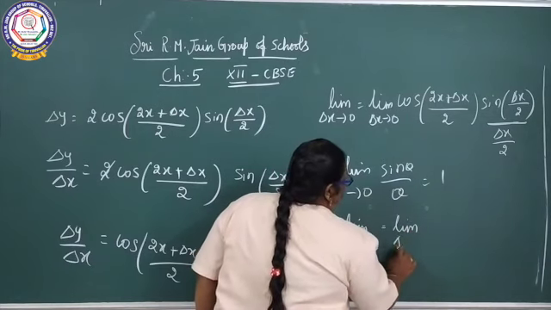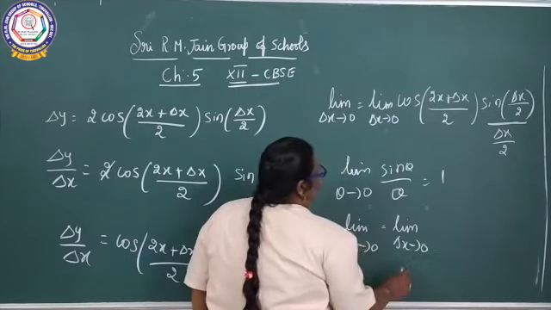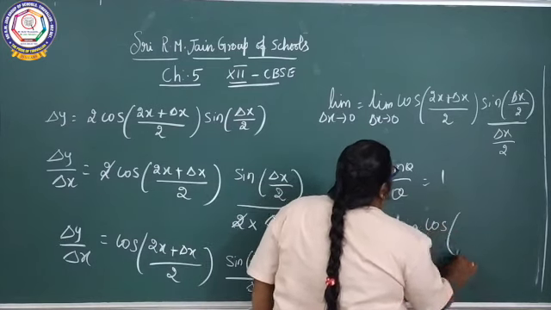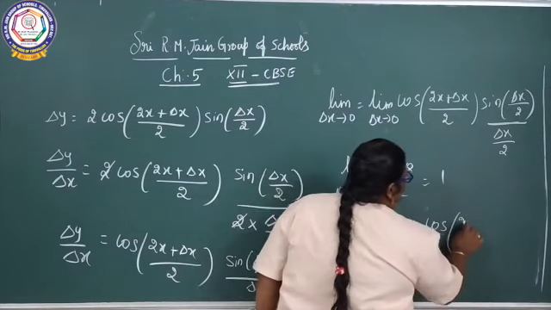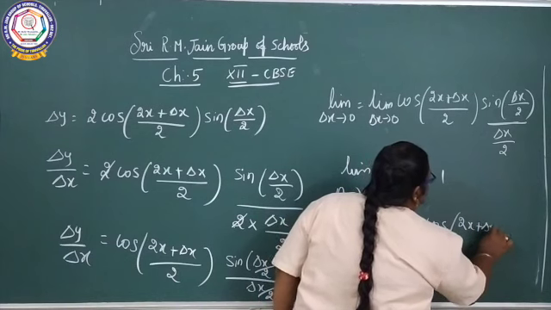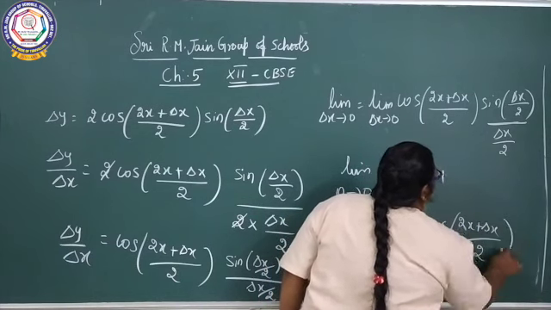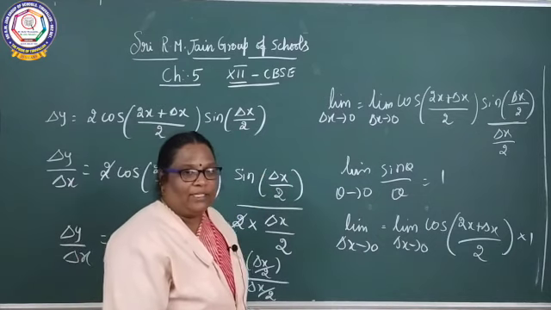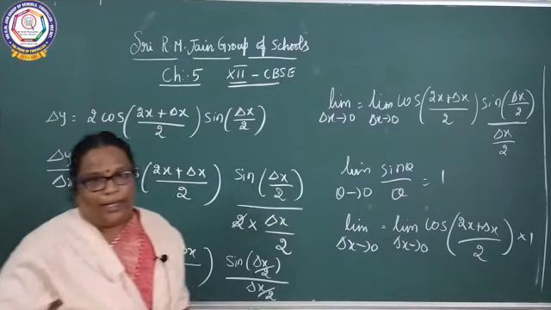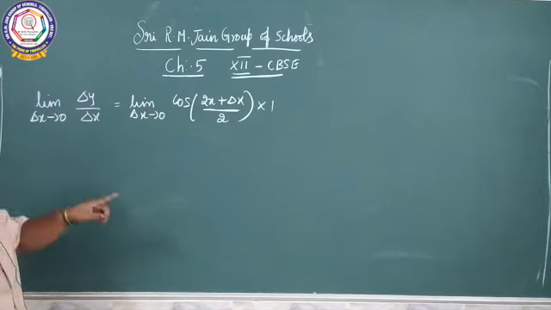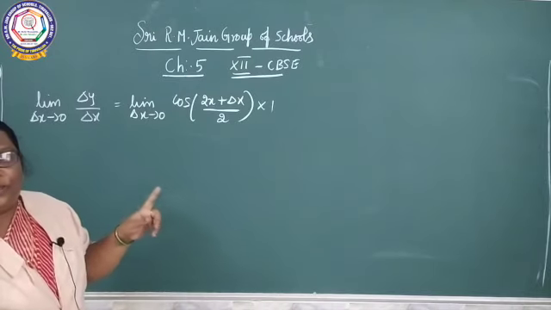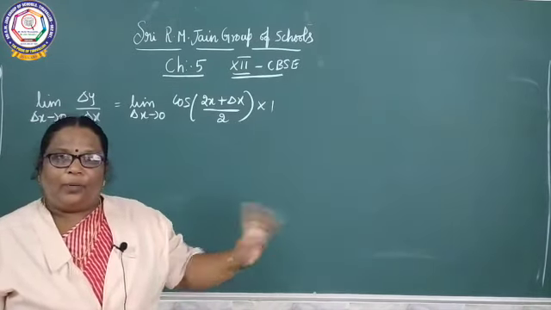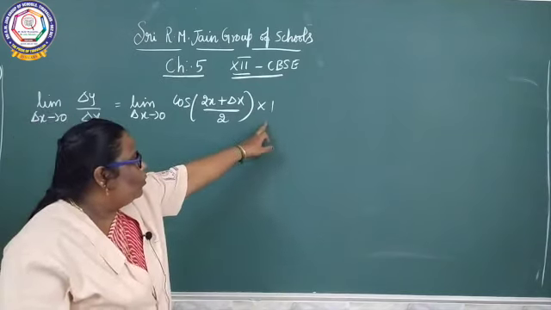Limit delta x tends to 0, cos of (2x plus delta x) by 2 into, what is the value for this? Sin(delta x by 2) by (delta x by 2) is nothing but 1. See here, what is the last step? Limit theta tends to 0, sin theta by theta equal to 1. So we got the answer 1 here.